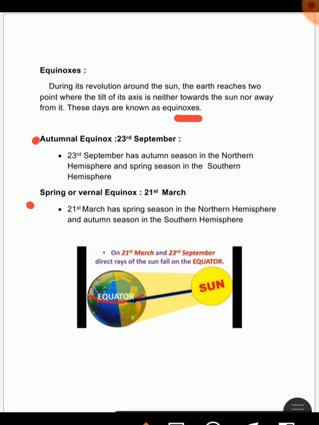Next is spring or vernal equinox. 21st March has spring season in the northern hemisphere and autumn season in the southern hemisphere. In the previous diagram we have seen the sun shines directly on the equator, and here too you can see the 12 hours of the day and 12 hours of night all over the earth. The sun rises at the North Pole at noon, which remains illuminated until the September equinox, and the sun sets at the South Pole at noon after having been alight since the September equinox. So this one.